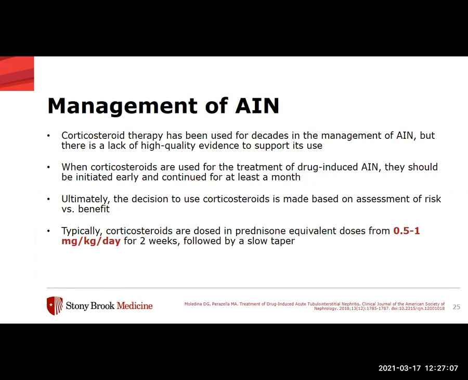Additionally, if the decision is made to use corticosteroids to assist in treatment of acute interstitial nephritis, they are usually dosed in prednisone equivalent doses from 0.5 to 1 milligram per kilogram per day for 2 weeks and then tapered off slowly over several weeks.